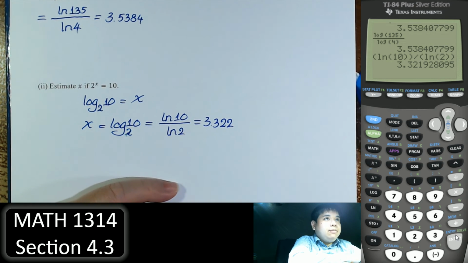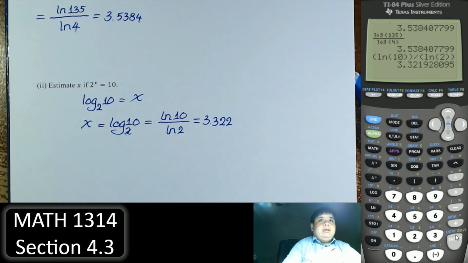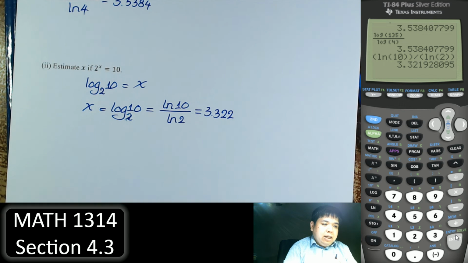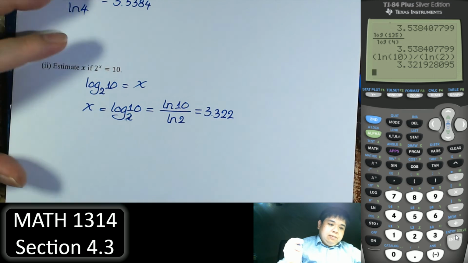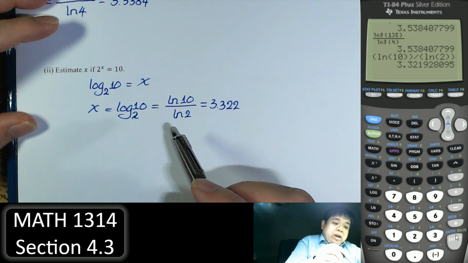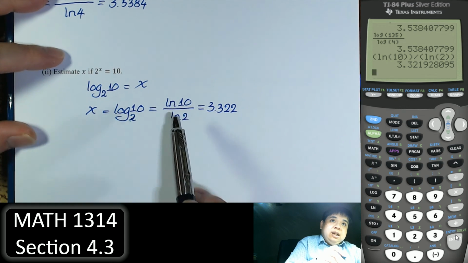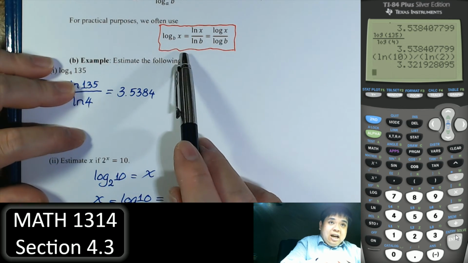Right? So it's simple enough. So that is the change of base formula. So if the calculator does not do the log of any base, we use the change of base formula, either that or that.